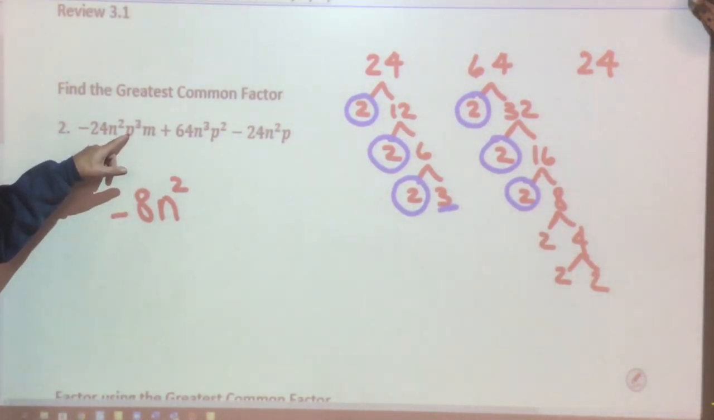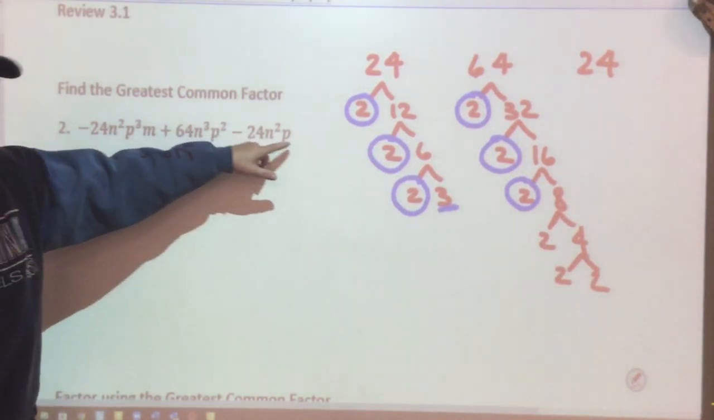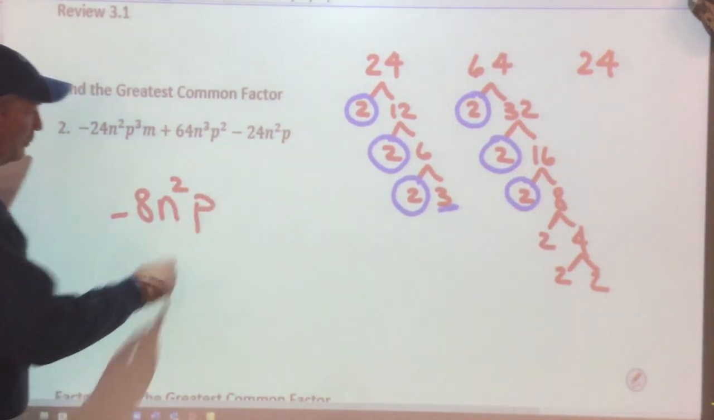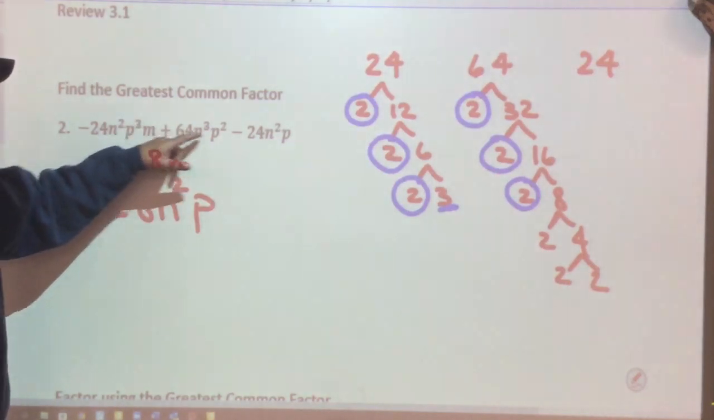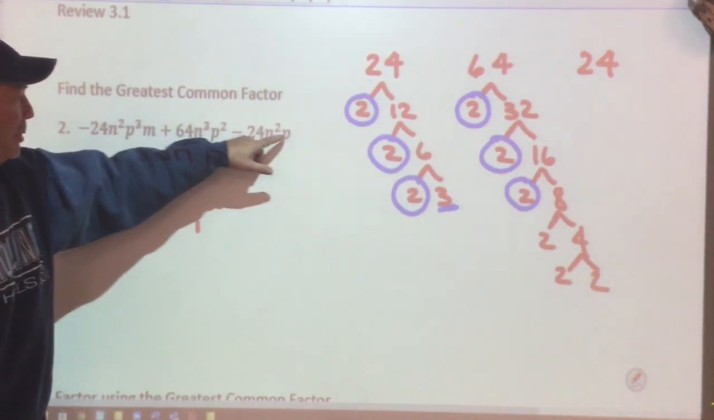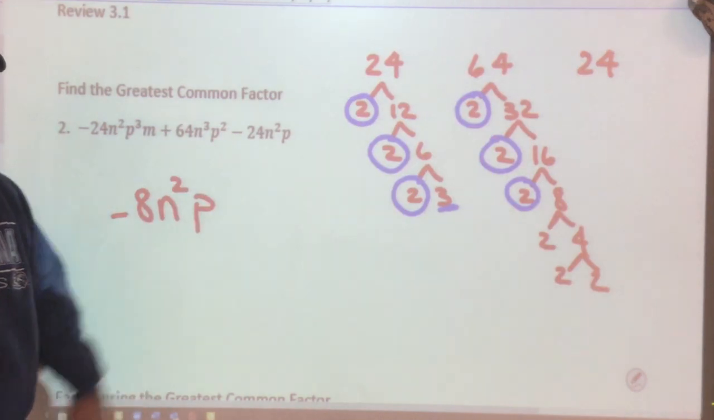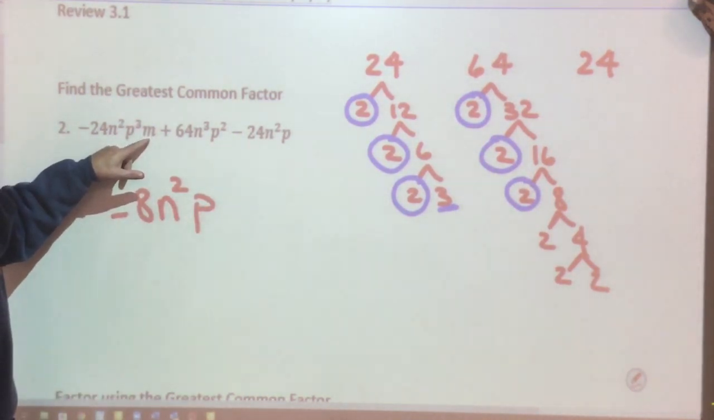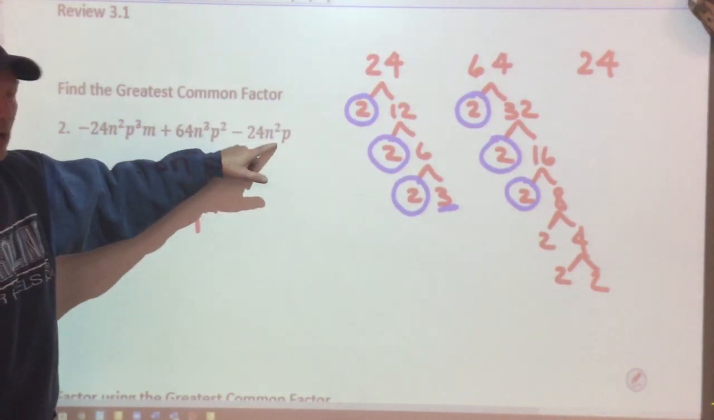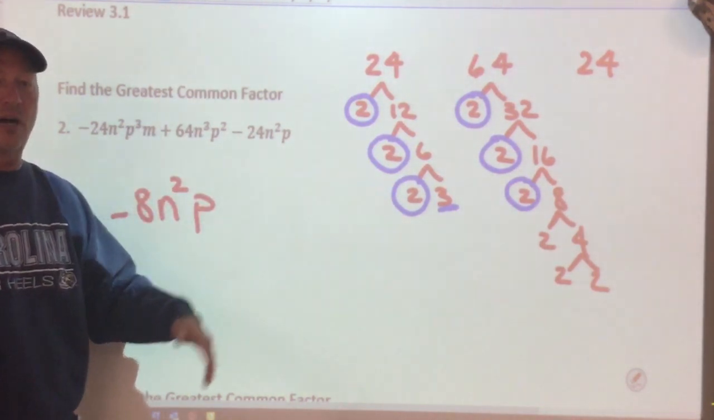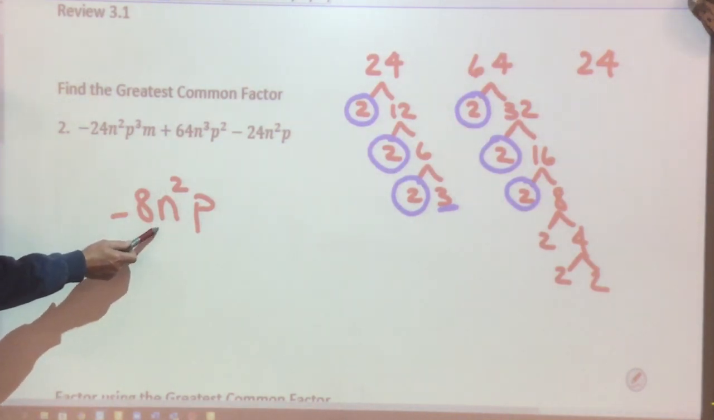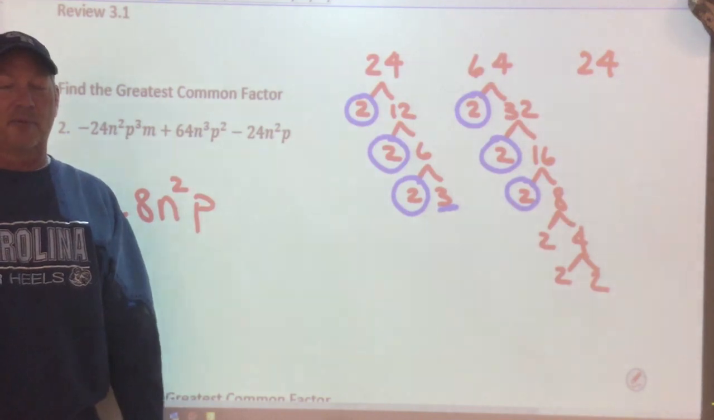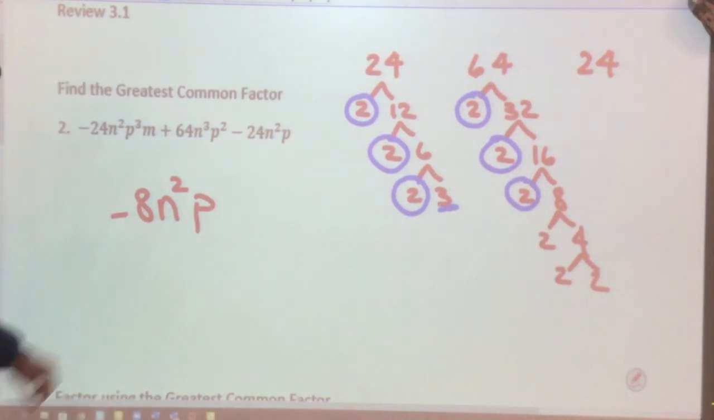Look at the P's. This has a P, this has a P, this also has a P, so we're going to include P's. P to the third, P to the second, P to the first. I want the smallest exponent, that'll be P to the first. This has an M, but neither of the other terms have an M, so they do not have an M in common. This is my greatest common factor. That's all they want to see, just the greatest common factor. Let's go to another problem.